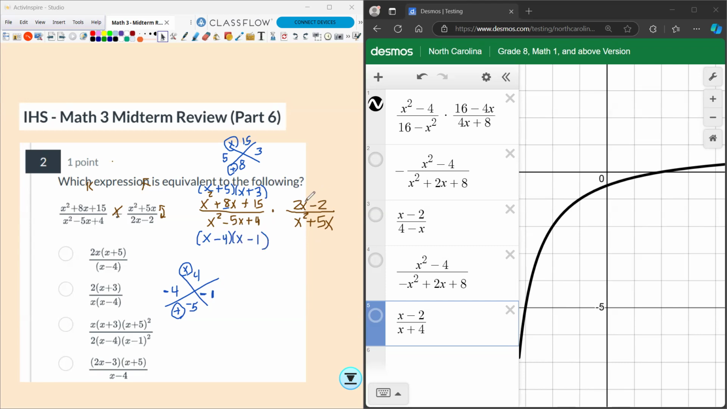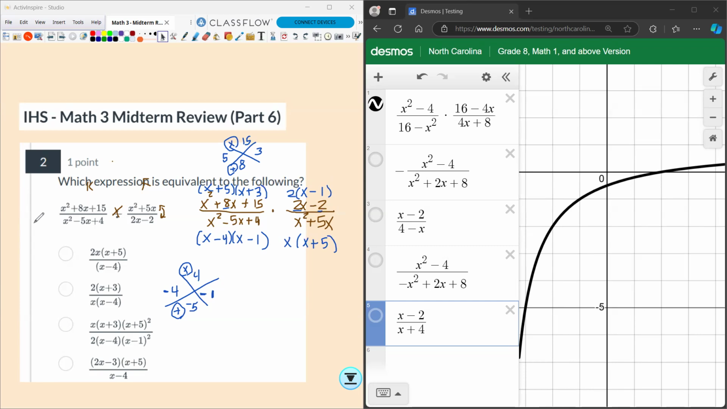Over here, I don't have a square, so I can take out a GCF. Those both have a 2, so that's going to be 2 parentheses x, 2 divided by 2 is 1, so it's minus 1. And this one has an x and an x squared, so I can take an x out, and that's going to give me x plus 5.